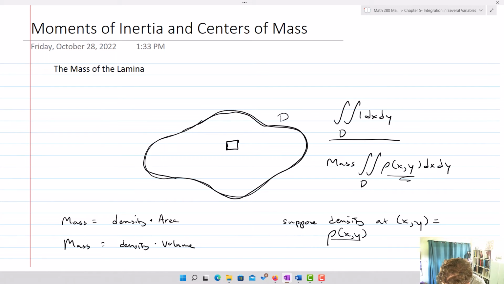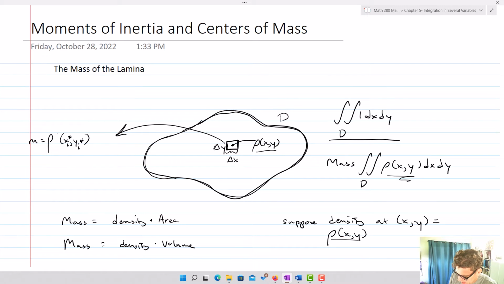So we want to imagine that if we take a rectangle within our lamina, and we evaluate its density, rho of xy, along whatever this particular area is, it's delta x, delta y. And then we add up all those areas times those densities. So each one of these boxes has a mass m equal to rho of xi star, yi star, times delta x, delta y.